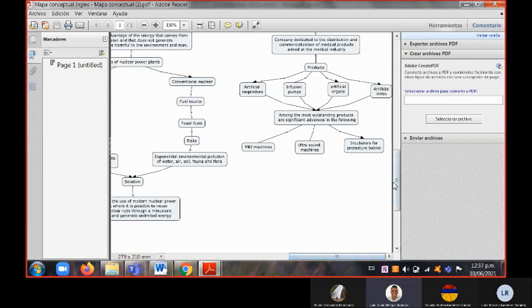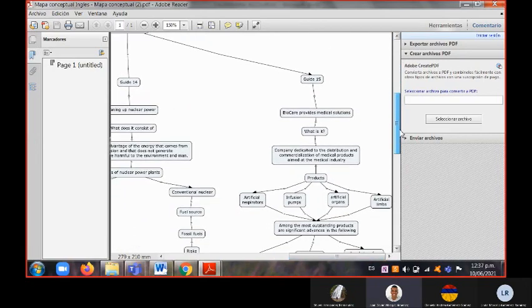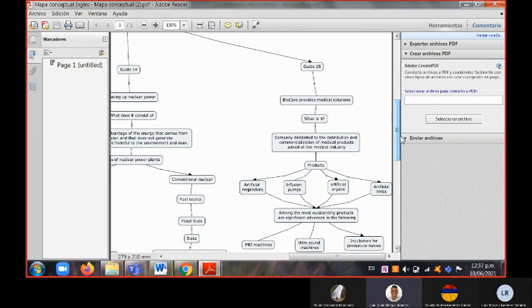Number 25, BioCare provides medical solutions. What is it? A company dedicated to the distribution and commercialization of medical products. Products made for the medical industry: artificial respirators, infusion pumps, artificial organs, artificial limbs. Among the most outstanding products with significant advances are the following: mirror machine, ultrasound machine, incubator for premature babies.